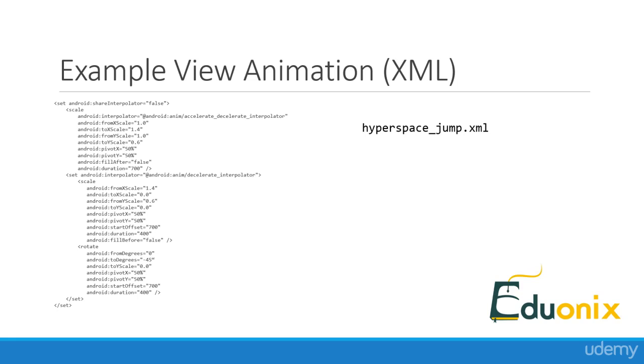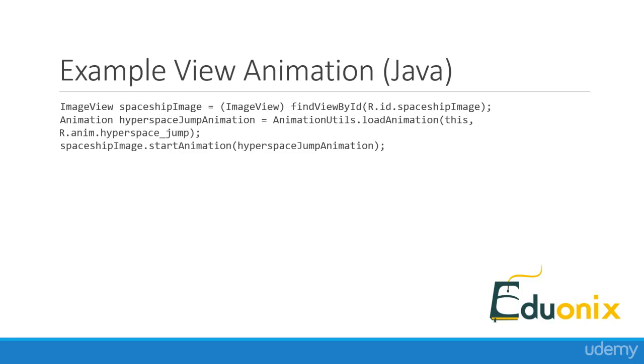We then follow with the combination scale and rotate animation, which will begin after the first scale animation is completed. This is denoted by the startOffset parameter for the following animation definition, which is set to 700, which is the duration of the first scale animation. Once this animation is defined in the res/anim folder in the resources directory, it can be set to a view in Android.